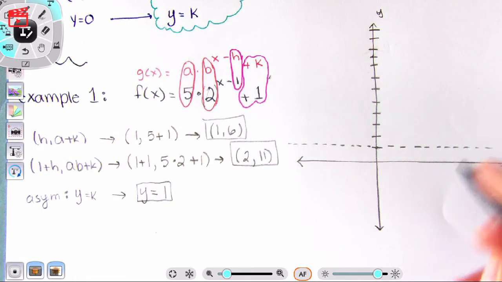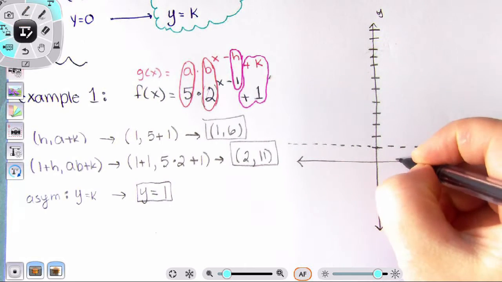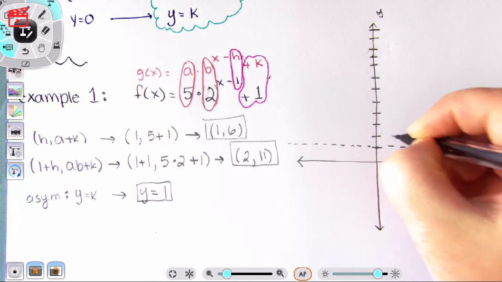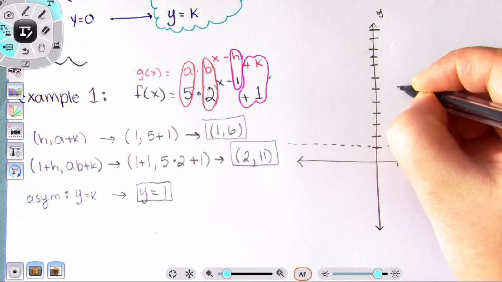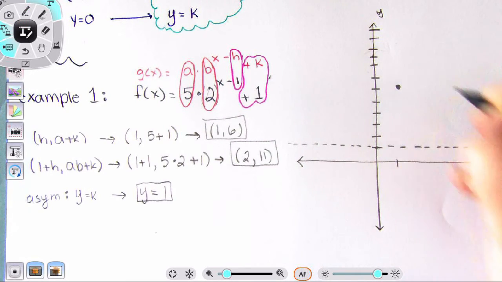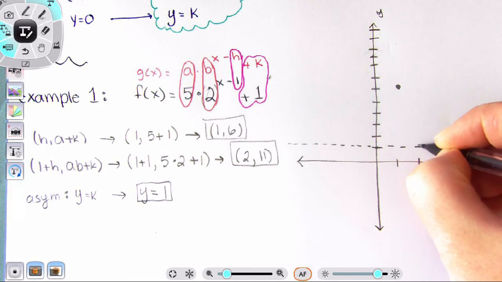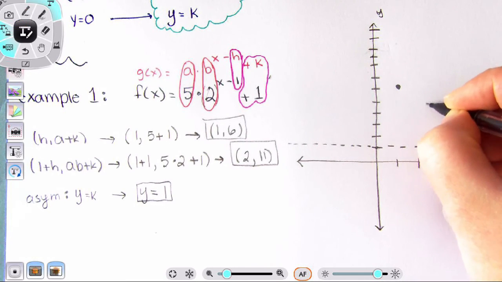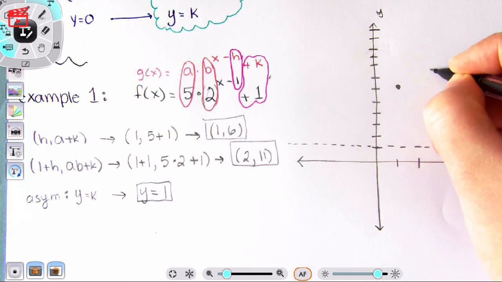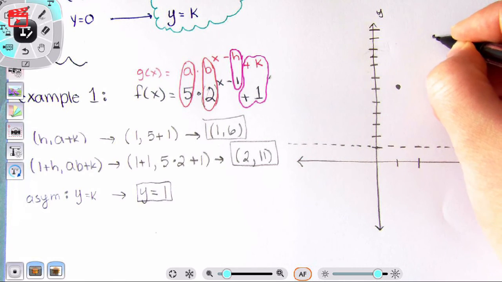We have 2 points to sketch. So I have 1, 6. Here's 1, and let's find 6: 1, 2, 3, 4, 5, 6. The other one is 2, 11. So 1, 2, 3, 4, 5, 6, 7, 8, 9, 10, 11. So here-ish.